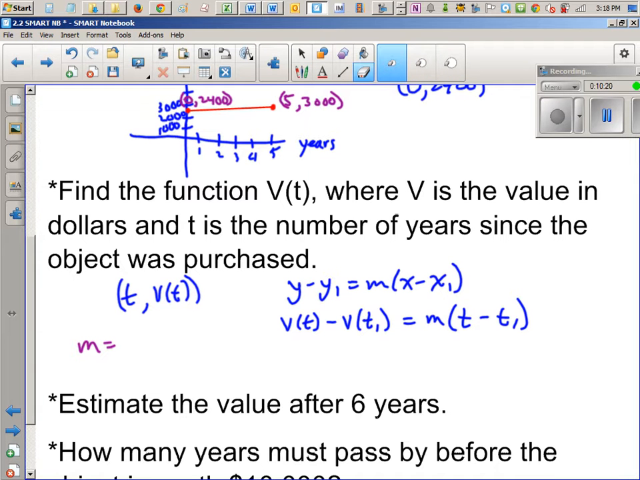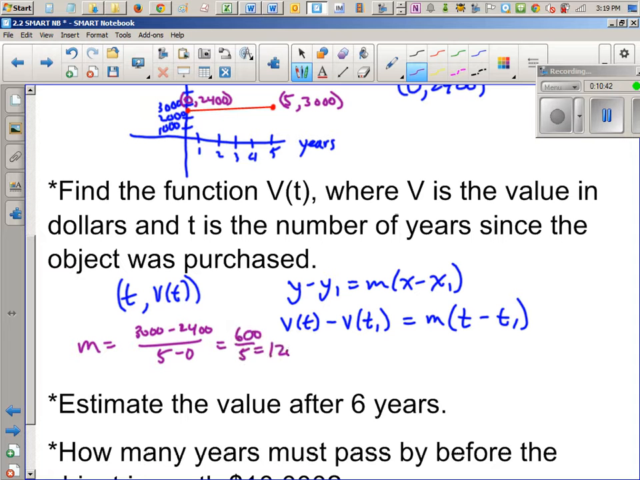Okay, so now we're going to find that slope. Let's do 3000 minus 2400 over 5 minus 0. And this gives us 600 over 5, or you could say 120.